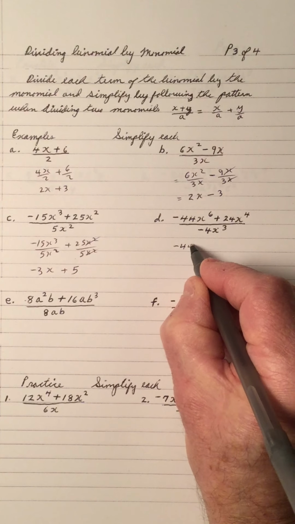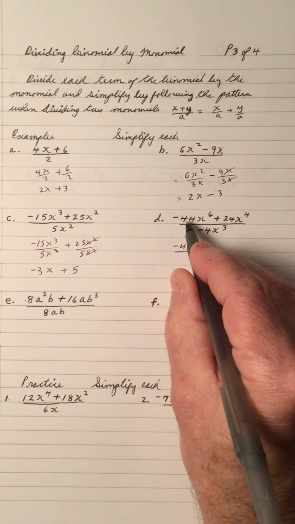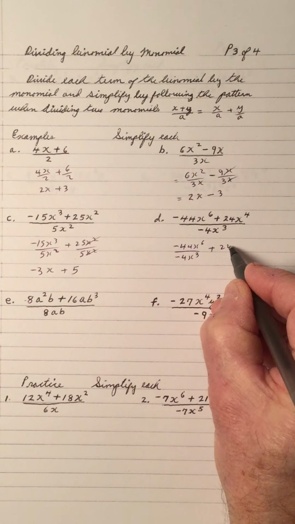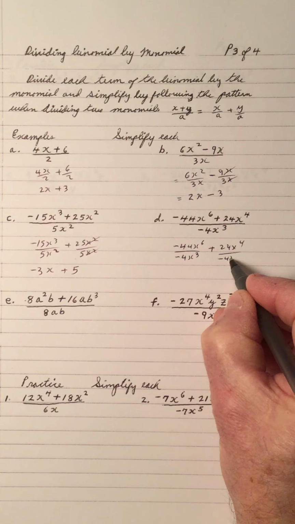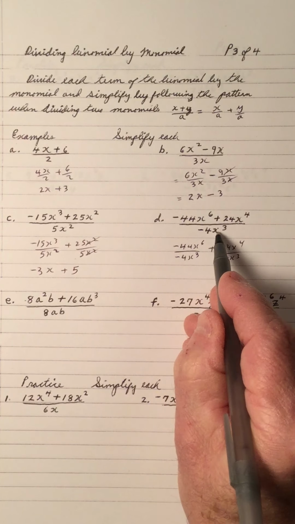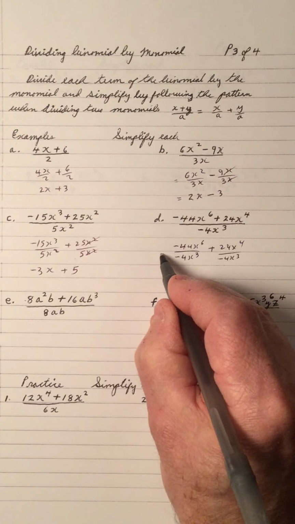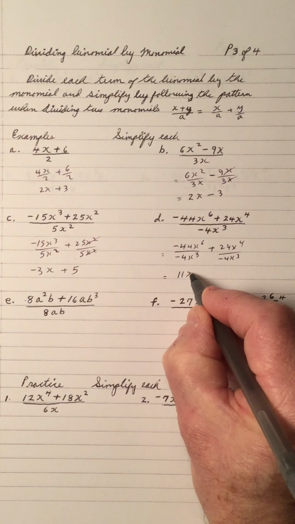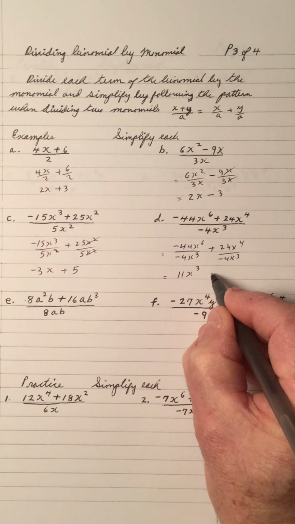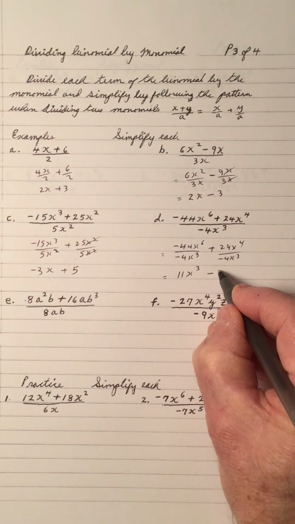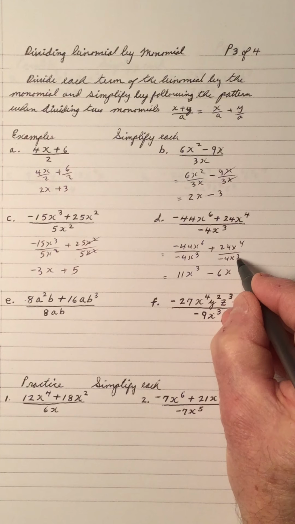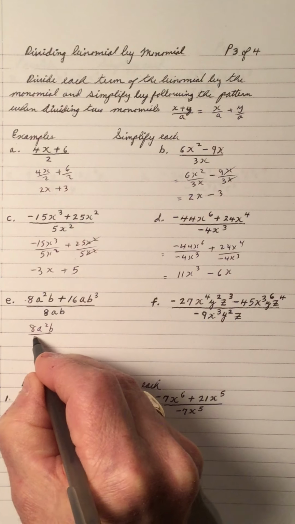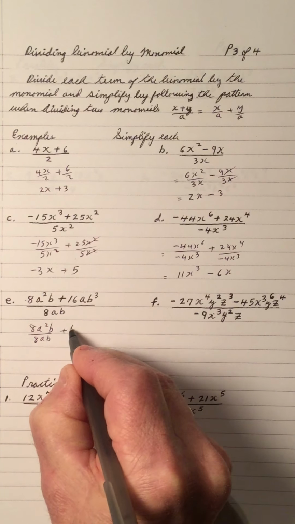So negative 44x to the 6th over negative 4x cubed plus 24x to the 4th over negative 4x cubed. So notice I divided the negative 4x cubed underneath both of them. So now I can see what's happening. Visually I can see, so that's a positive 11x cubed because you subtract your exponents. A positive divided by negative is a negative. So that's a 6. And when I subtract 3 from 4, I get 1, and the x is there. So writing it down, you can see it, and then your tendency is not to make an error.